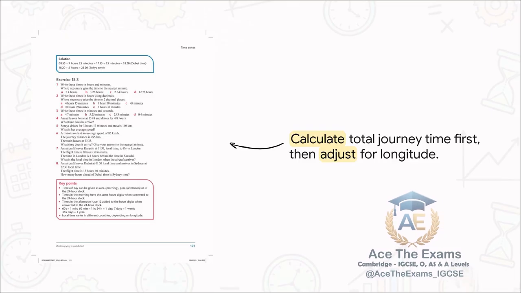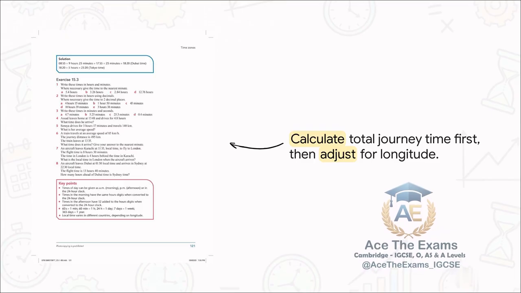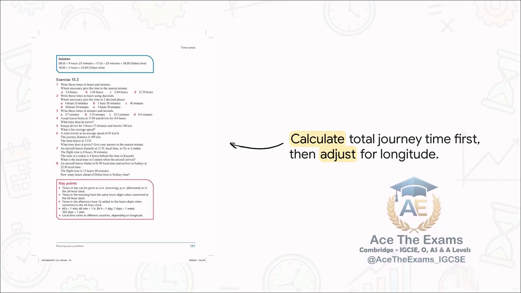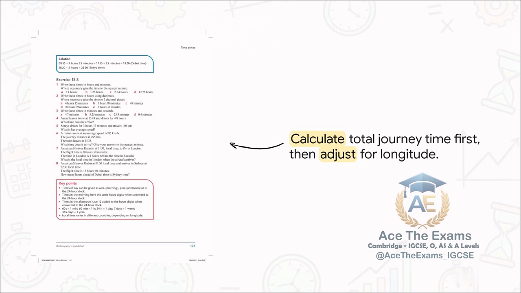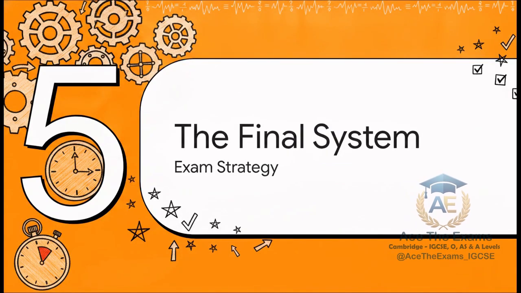Okay, step 2, only now do you factor in the geography. Tokyo is 5 hours ahead, so we just add 5 hours to 18:20, landing us safely and precisely at 23:20 Tokyo local time. Incredible! We've covered a ton of ground today.